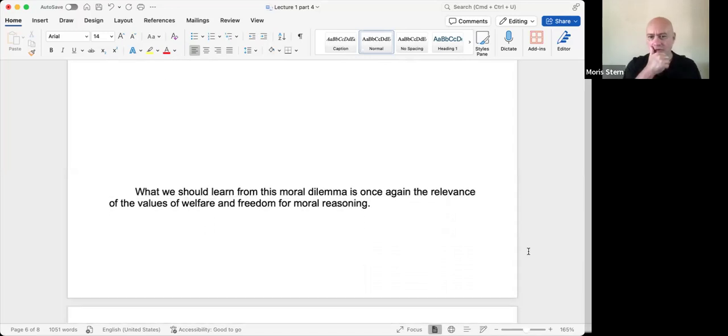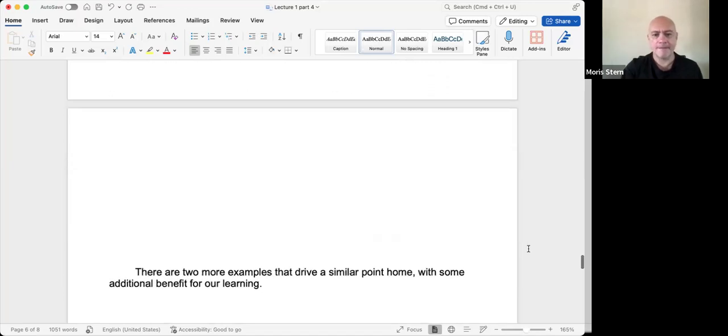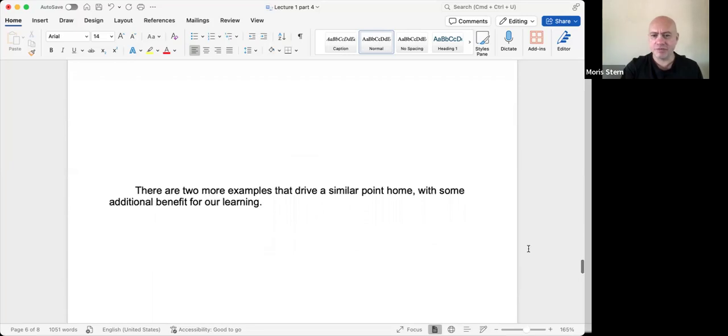What we should learn from this moral dilemma is once again the relevance of the values of welfare and freedom for moral reasoning, and even that of virtue, civic virtue. There are 2 more examples that drive a similar point home with some additional benefit for our learning.